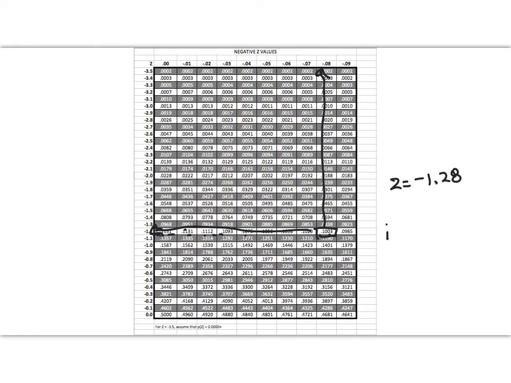Or in your calculator, you can do inverse norm. And since we're looking for the bottom 10%, it's going to be 0.10. And doing it that way, you should also get negative 1.28.